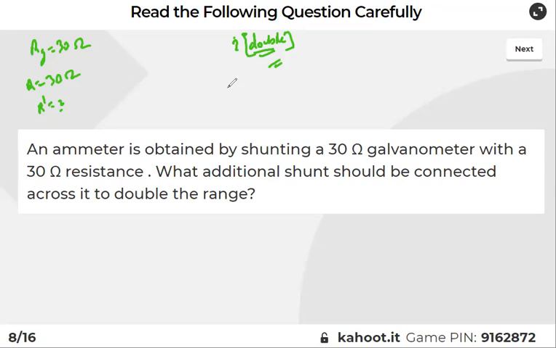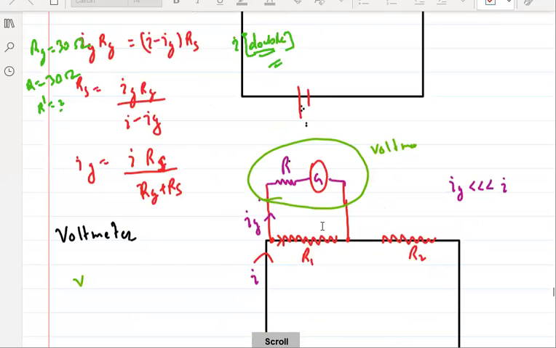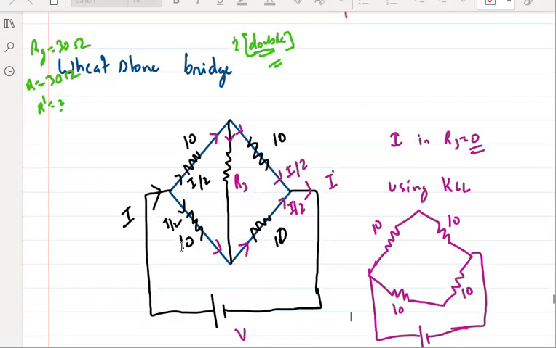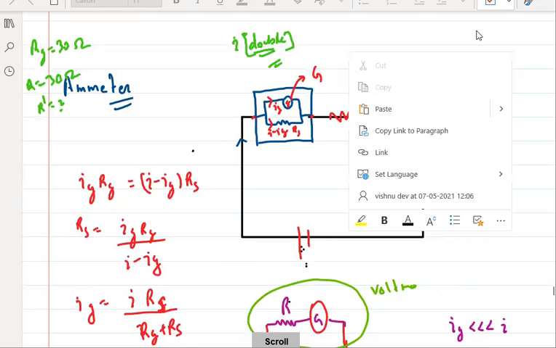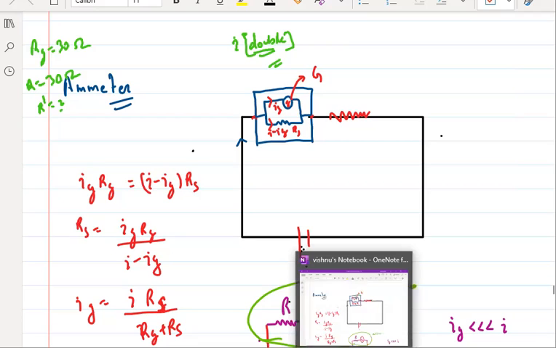This is the problem. I hope all of you remember the concept of the ammeter, right? Yes or no? This is the ammeter concept, and this is the equation of the ammeter. I guess everyone should remember this: Ig and I minus Ig, and this is R shunt. This is the basic formula of R shunt as well as Ig.